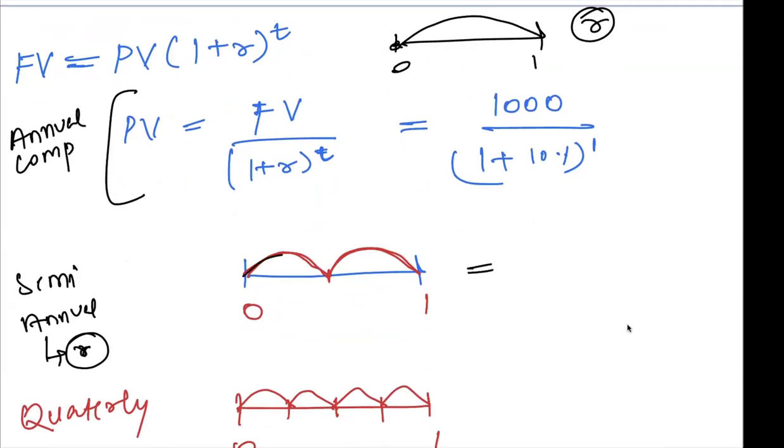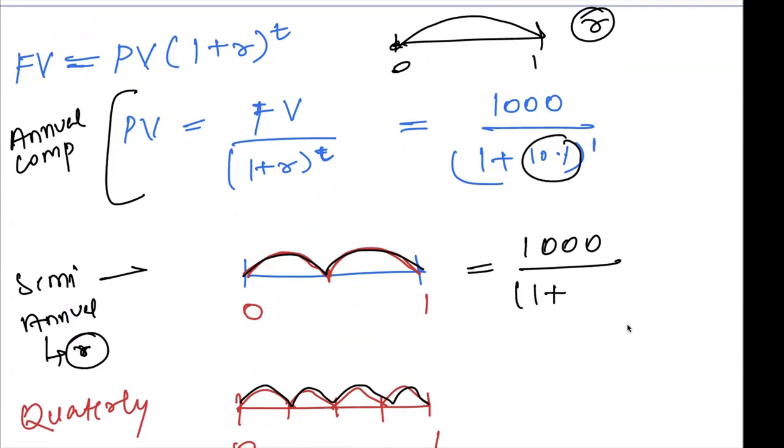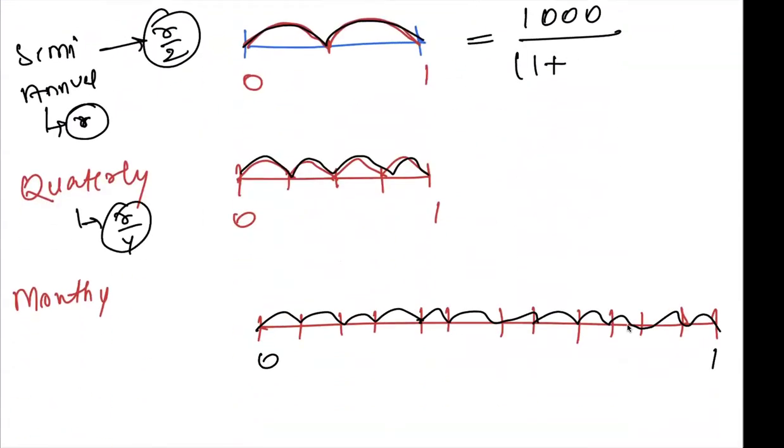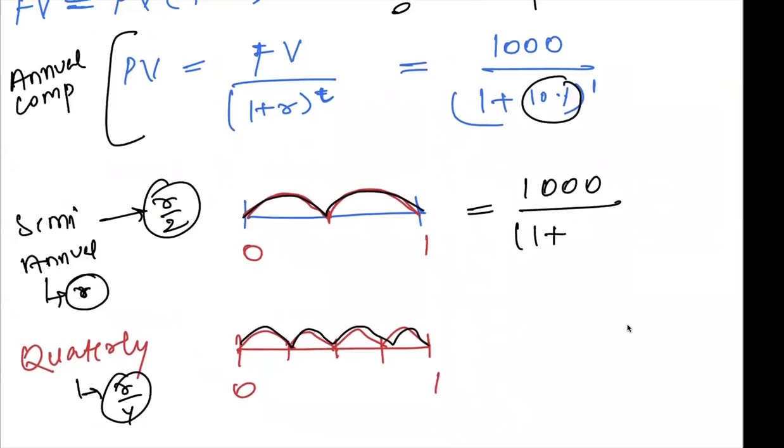Because see, here you are compounding two times, right? Here you are compounding 4 times. So what I'll do is divide the r by 2. Okay, here we'll divide r by 4. Here we'll divide the interest rate by 12. So what is 10% divided by 2? It is 5%. And how many times in a year is it compounding? 2 times. Is this clear?